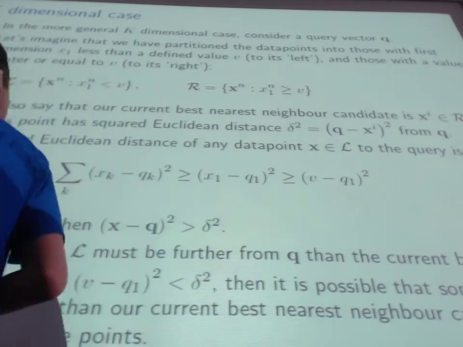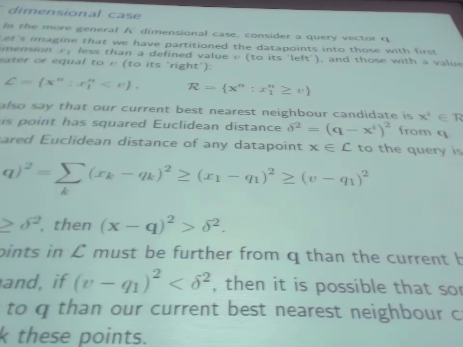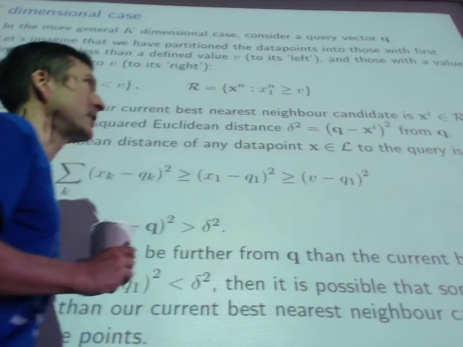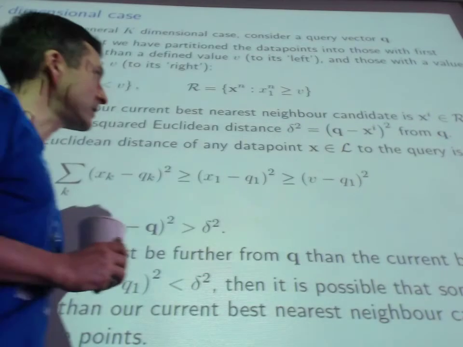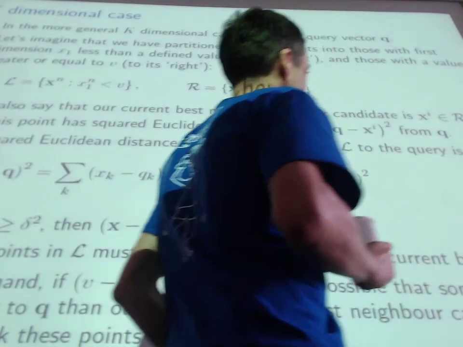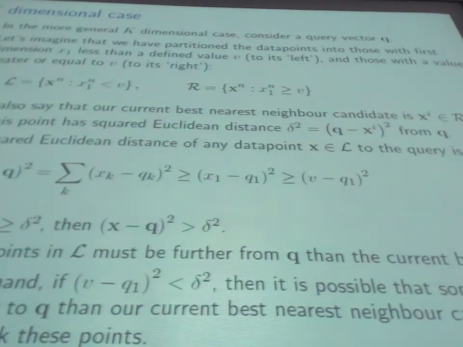So what we're going to do is choose one dimension first of all, let's say dimension 1, axis 1, and we choose a value of V, and we partition the data points into points which have first-dimension value less than V, and bigger than or equal to V for the other one. So how do we generalize this to the multi-dimensional case? Well, we'll compute the squared Euclidean distance between Q and, say, our current best candidate, x_i star.